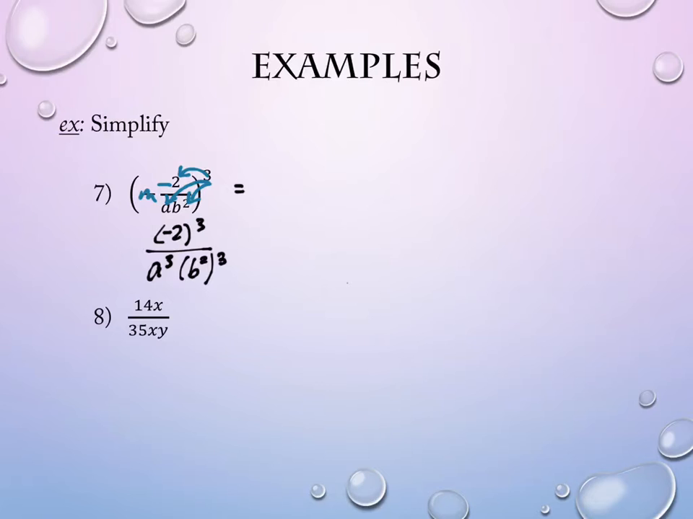Again, you don't have to show that, but if it helps, do it. What is -2 cubed? -8. That's correct. -2 times -2 times -2. A cubed is already as clean as it can get. And then what is b squared cubed? That's b to the 6th. Good job.